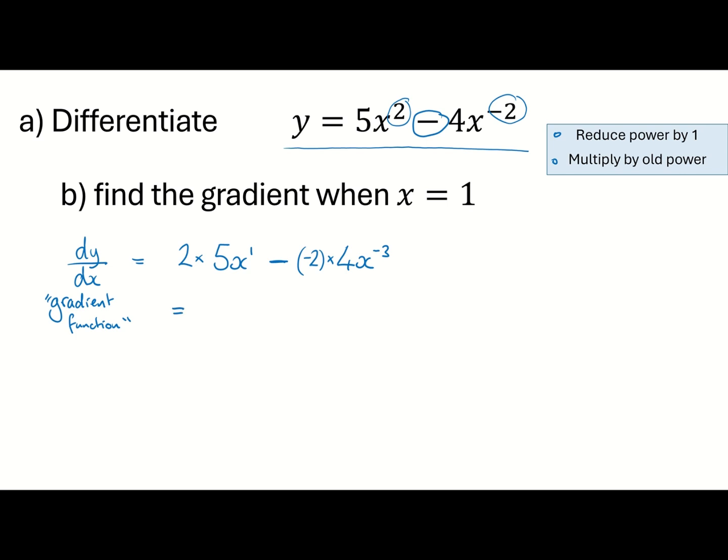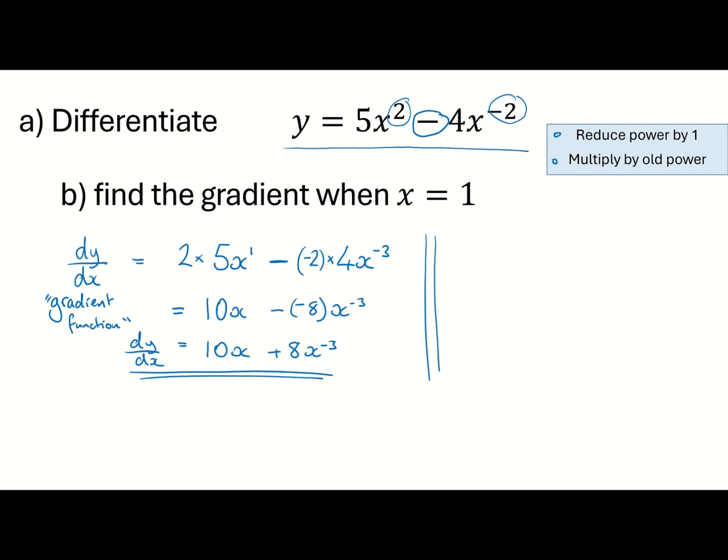Right, let's tidy this up. So this gives me 10x, right? 2 times 5 is 10. X to the 1 is just x. And then here I've got minus, and then minus 2 times 4 gives me a negative 8. So minus 8x to the minus 3. What's minus minus 8? Well, that becomes plus 8. So 10x plus 8x to the minus 3. So here, our gradient function, dy over dx, is equal to 10x plus 8x to the minus 3. Perfect. Right, so now we know how the gradient varies as x changes.